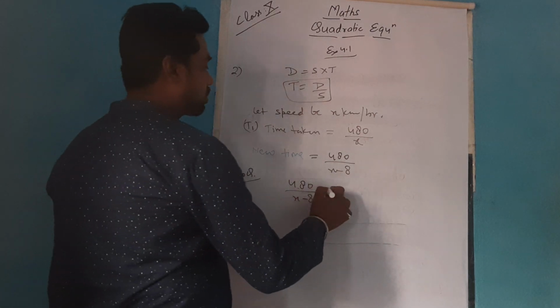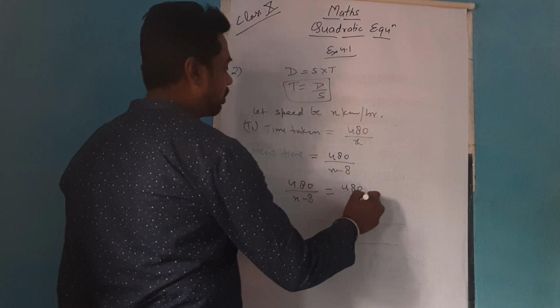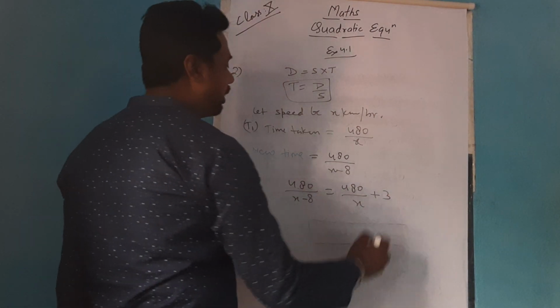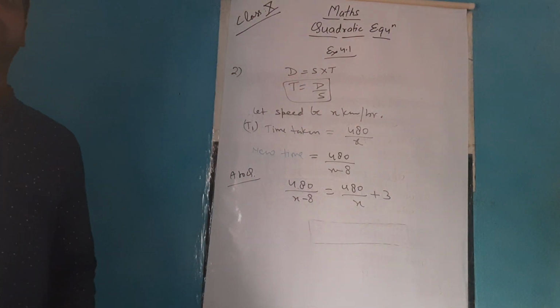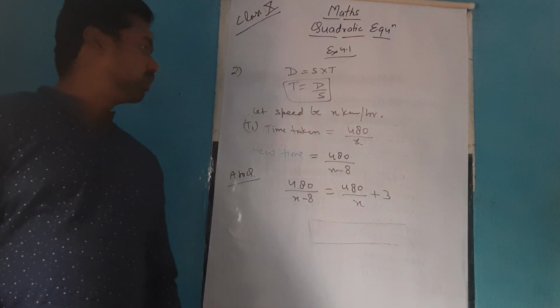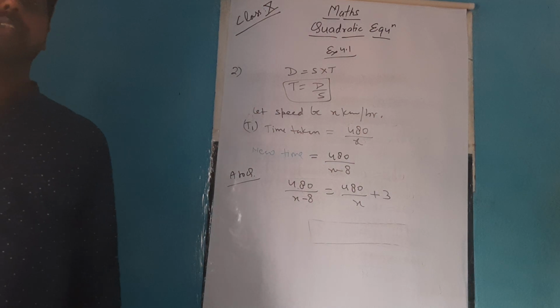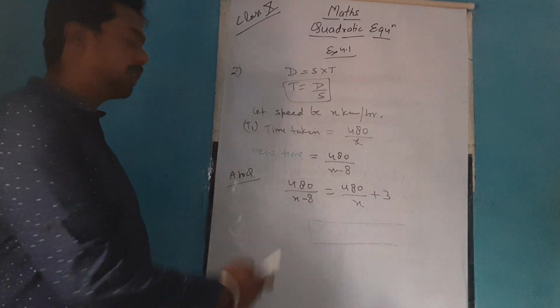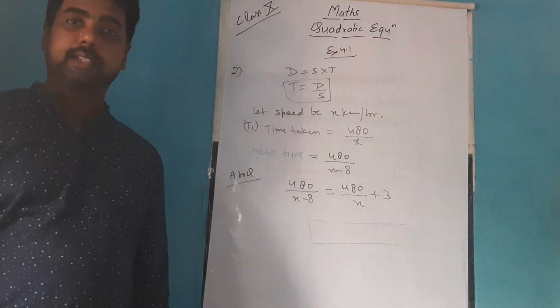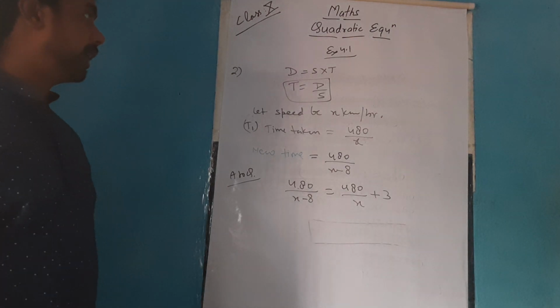Now whatever time he was taking earlier, he was taking 480 by x time. Now he will take 3 hours more for the same distance. So that becomes 480 by x plus 3. Plus 3 will add towards that side. Is it clear? I am repeating it again.